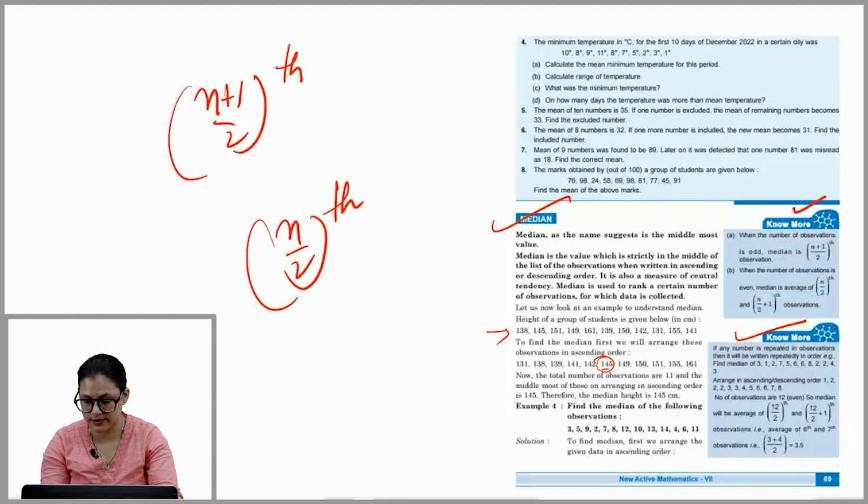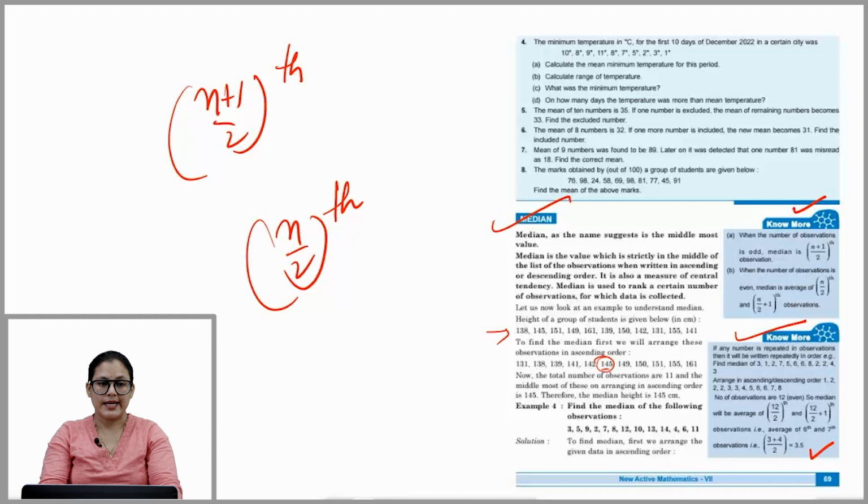Example: in this case, as you can see, 2 is repeating, 3 has been repeated, 6 has been repeated. The number of observations is 12, which is even, so the median will be the average of the 12 by 2 th and 12 by 2 plus 1 th observations. So the average of the 6th and 7th observations is 3 plus 4 divided by 2, which is 3.5.